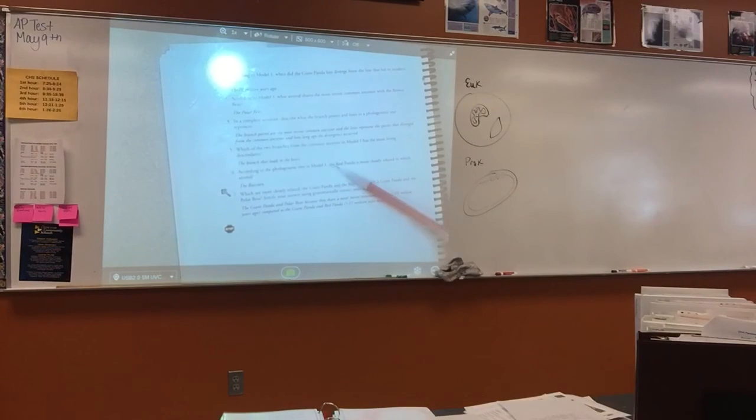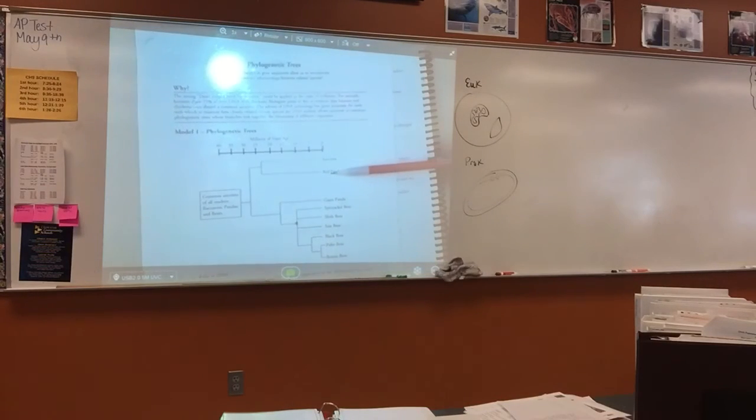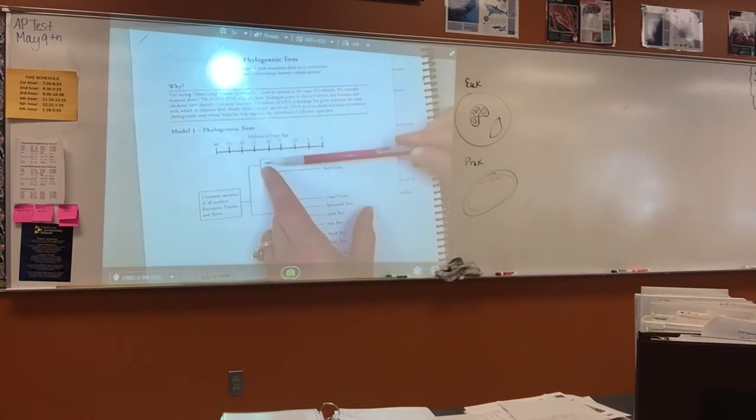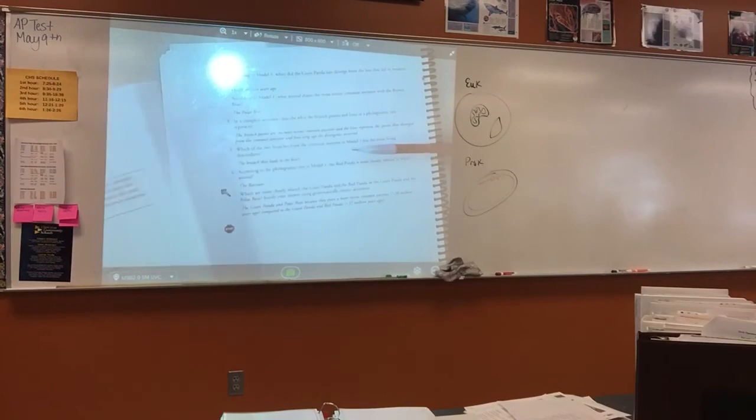And then the red panda is most closely related to which animal? So here's your red panda. We look back to the common ancestor. Most recent common ancestor would be that with the raccoon. So it's more closely related to the raccoon.